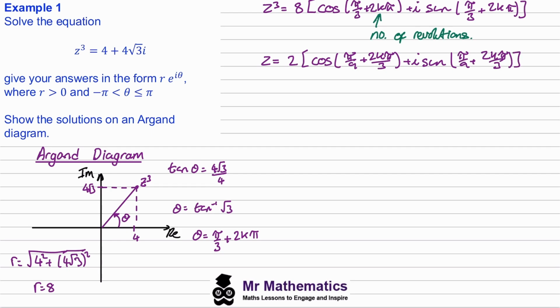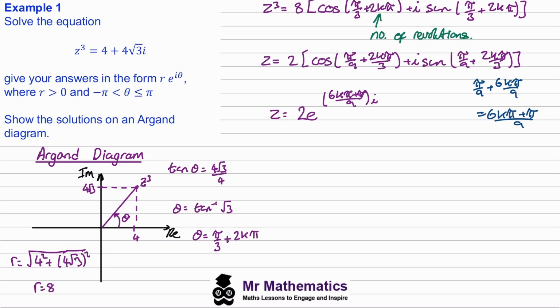At this point, I find it really useful to simplify this addition. So if we've got pi over 9 plus 2k pi over 3, we can write this fraction with a common denominator, so 6k pi over 9, which gives us 6k pi plus pi over 9. And then we can substitute this argument into here. But I'm going to convert this now into exponential form. So z will equal 2e to the power of (6k pi plus pi) over 9 times i.